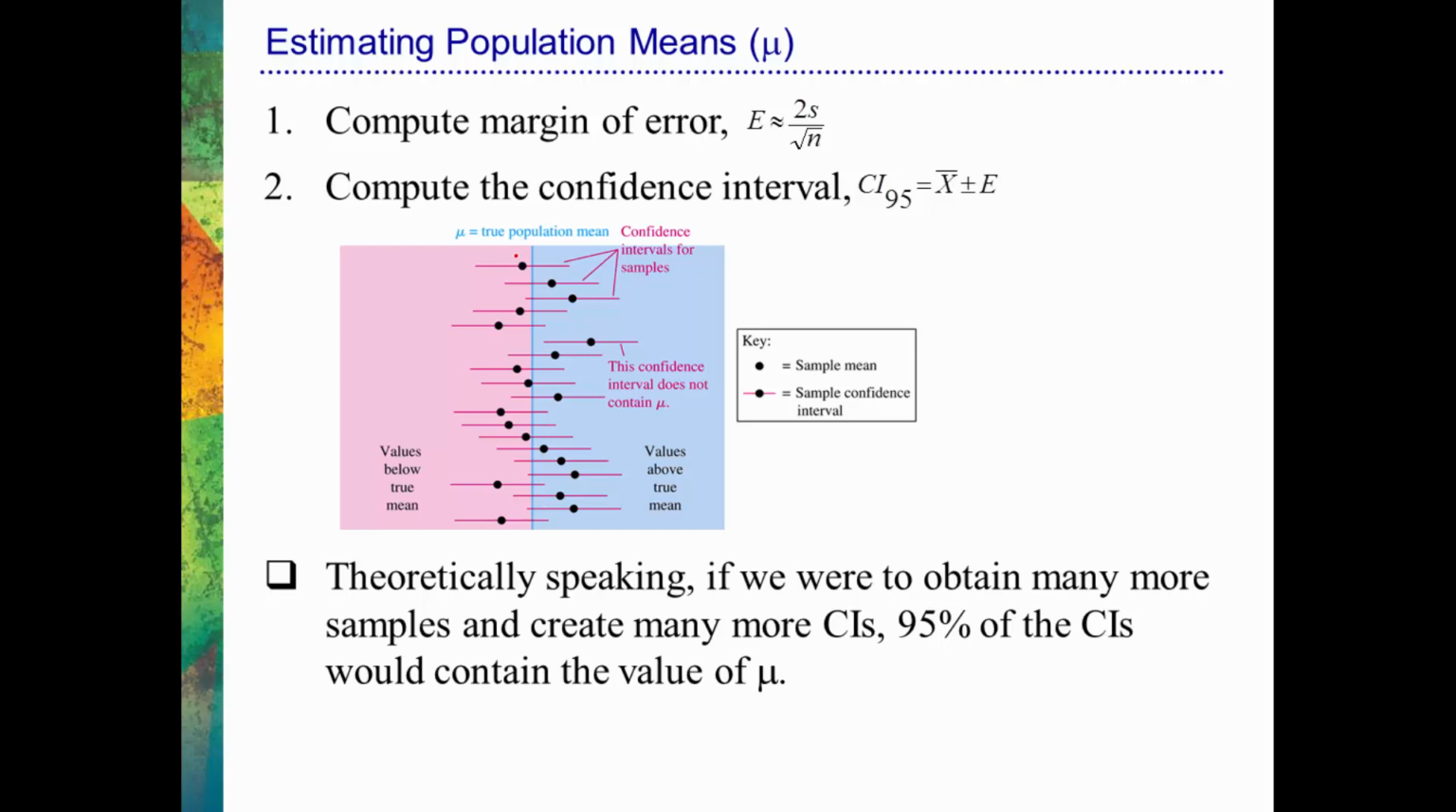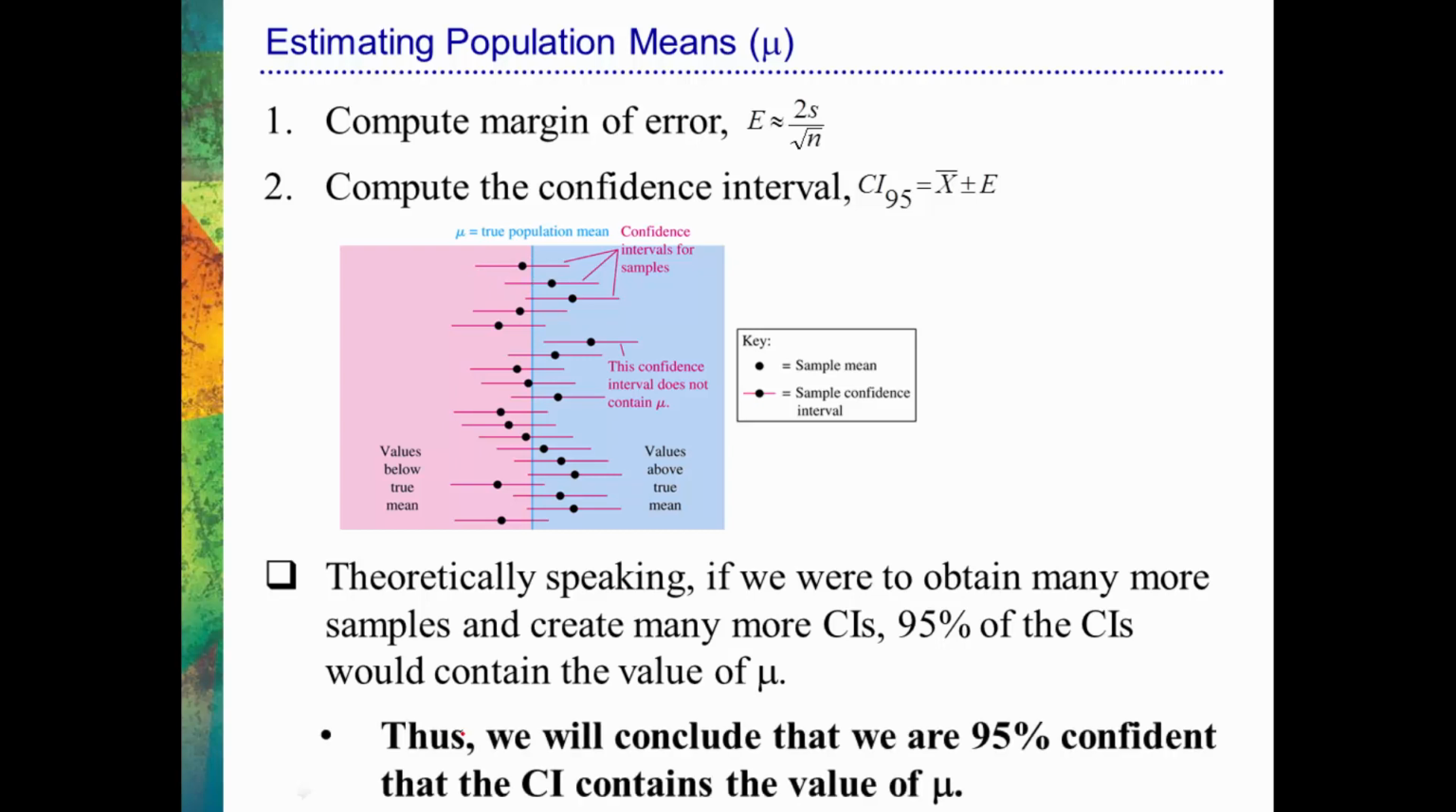We're able to use that sample data to estimate a value for the population value, the population mean in this case. So that's why we're going to be able to conclude, using the terminology that we use, that we're about 95% confident that our interval will include the value of mu. So that's one reason why we call it a 95% confidence interval.